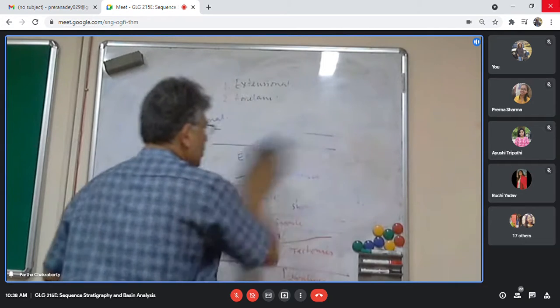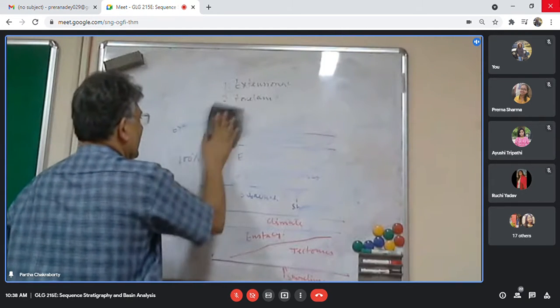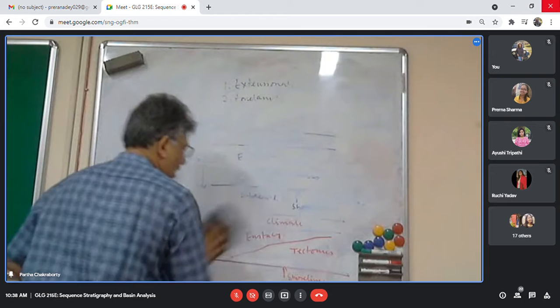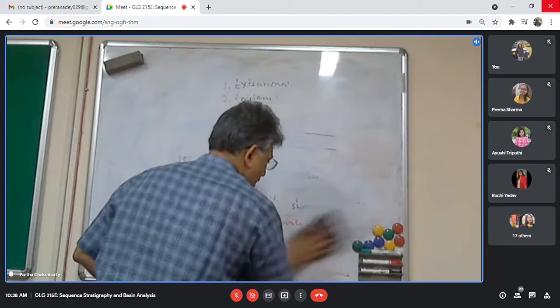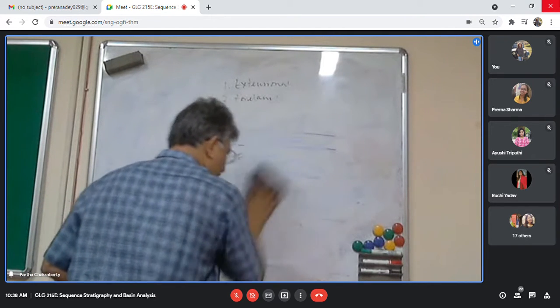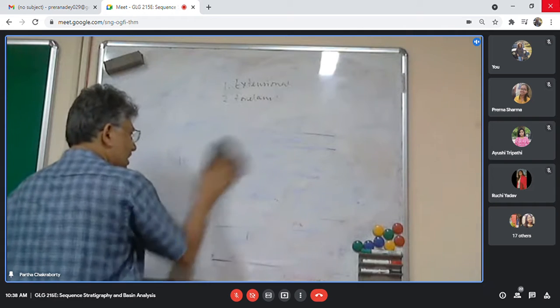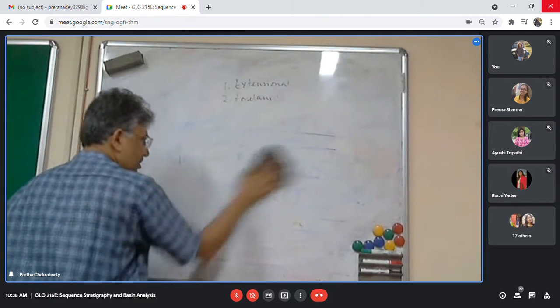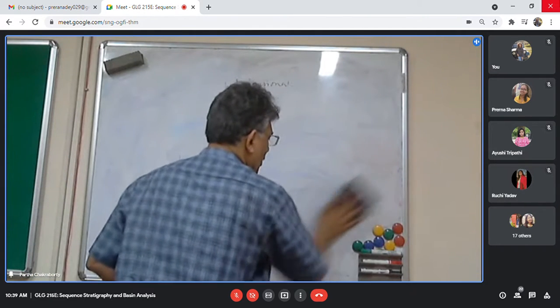Now we come on to what is base level and the global accommodation, including both the continental and the marine.